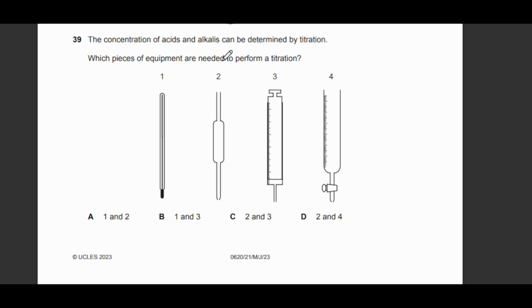39. The concentration of acids and alkalis can be determined by titration. Which pieces of equipment are needed to perform a titration? So, you need two things. One, you need a pipette, and you need a burette. Pipette is to measure a fixed volume. Burette is to slowly drip the acid or alkali into the other solution. Okay, so which of these is a pipette and which is a burette? 2 is a pipette, 4 is a burette. Answer is D.